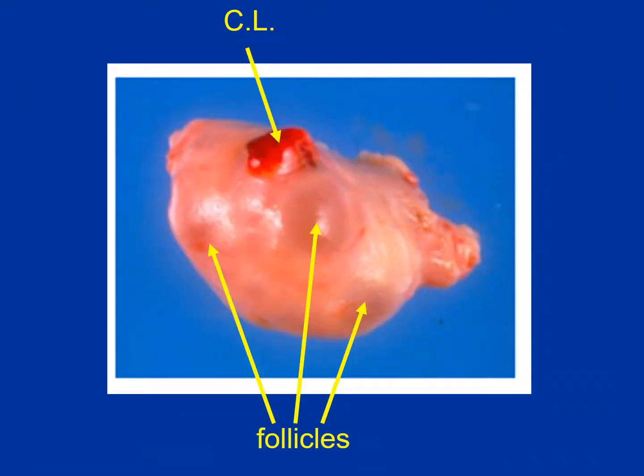So here's a picture of an ovary. Here we have the CL, an active CL. We've got follicles that are developing here. This follicle may become a mature follicle if the CL regresses. Otherwise, these follicles are going to regress.